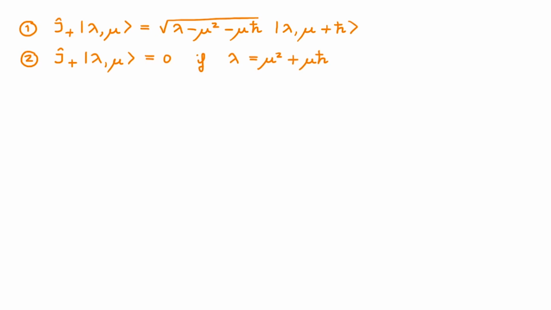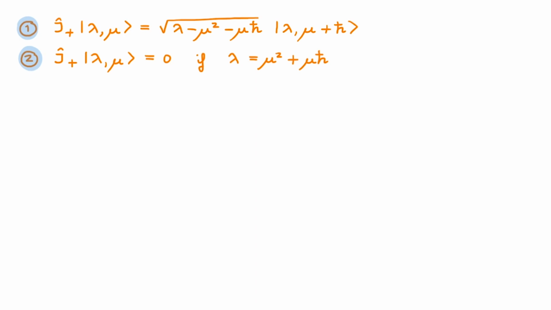Applying the raising operator as shown in case 1 means that we can go up the mu ladder indefinitely, which we've just found leads to a violation of the upper limit of mu. And this is precisely where case 2 comes in. It allows us to terminate the ladder.